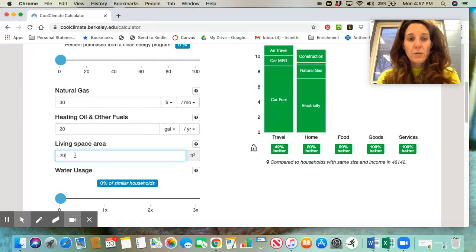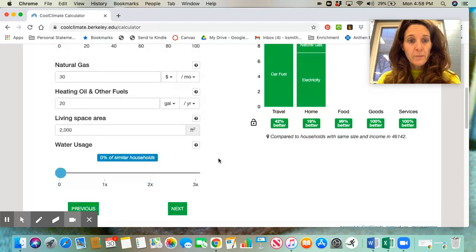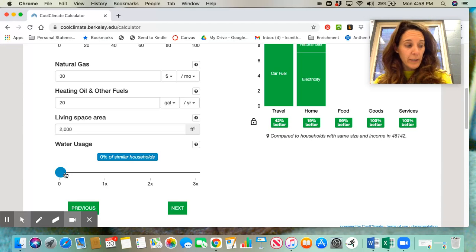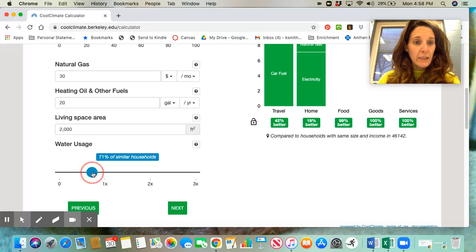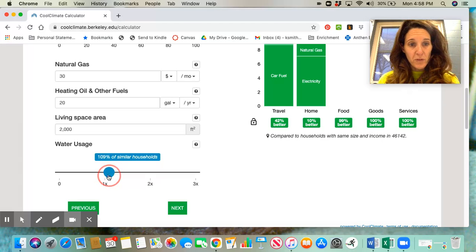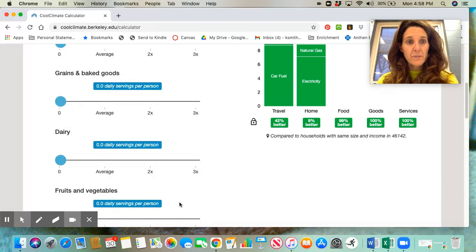Living space, they have a 2,000 square foot home. And water usage, this family has 3.0 CCF on their water bill. When you convert that to liters and divide by 31, they use almost average. They use 105% compared to other families. So you're going to click and drag this dot so that the percentage that you have on line 12D is the percentage you want here. And then you click next.